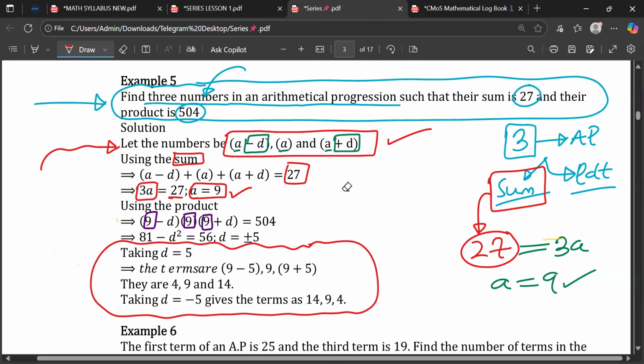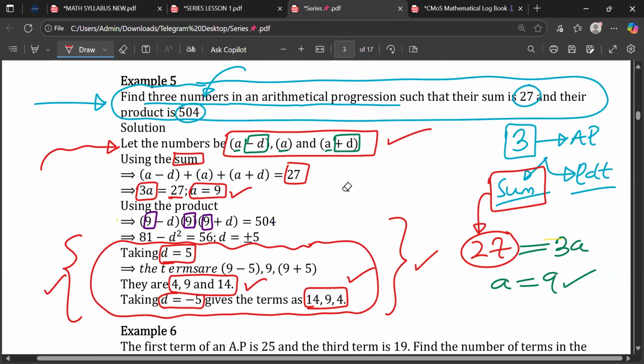They told you that if you take d as 5, these are the terms. When you take d as negative 5, these are the terms. So for the marking, we choose the terms they want. But usually they give marks for both terms. You understand? The question wanted terms, and to get terms, you needed the value of A and the value of D. But the value of D had two values because of the square root. So two series are expected.